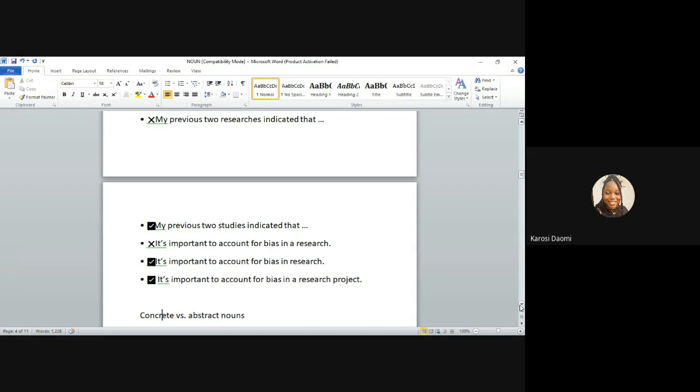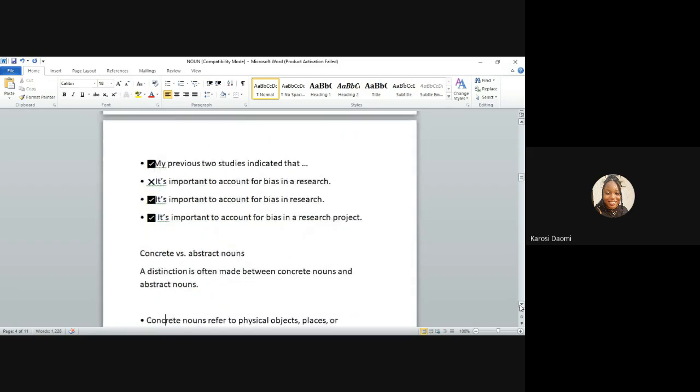Now, you can't use an indefinite article because it's a non-count noun. So you can't use in a research. So it's important to account for bias in research. And you can also say it's important to account for bias in a research project. So the project there that has been added to research makes it possible for it to be counted in that sense, or adding the indefinite article a.